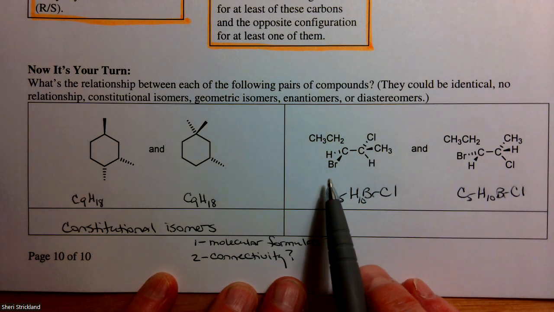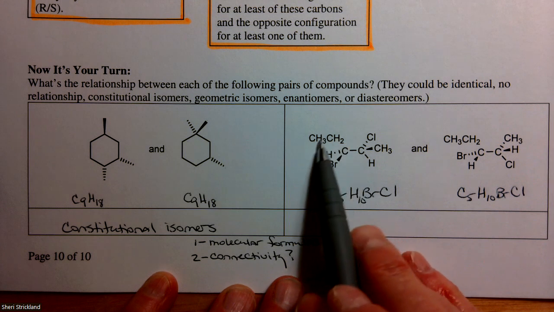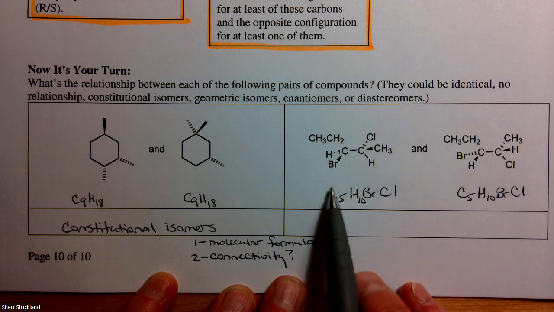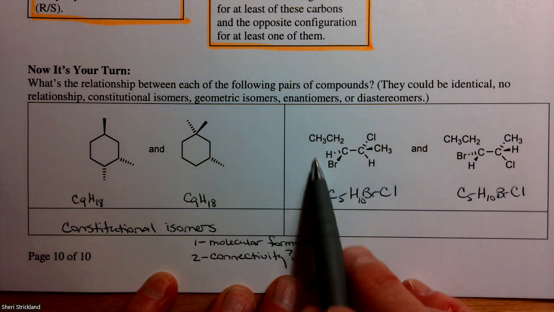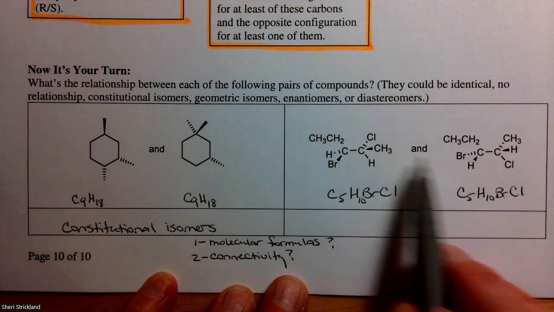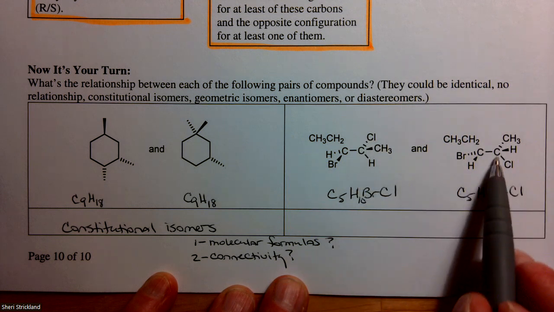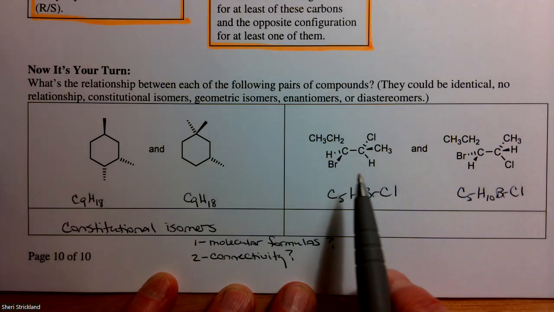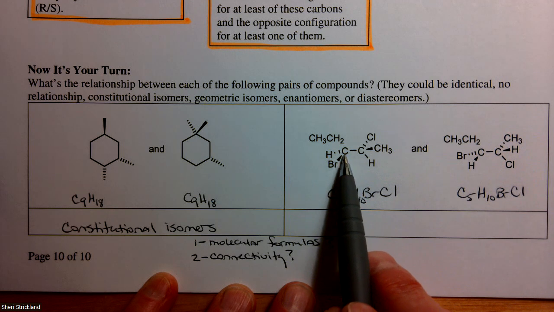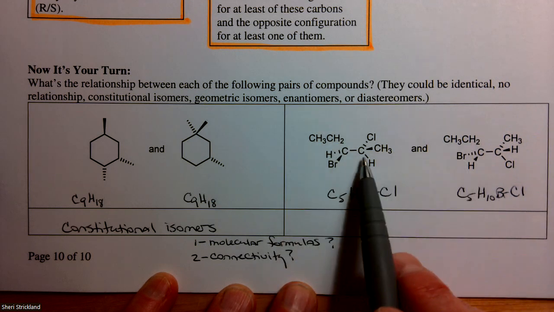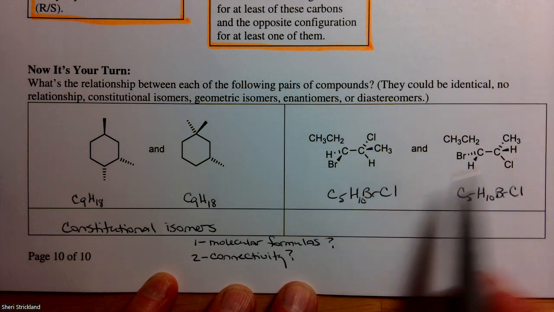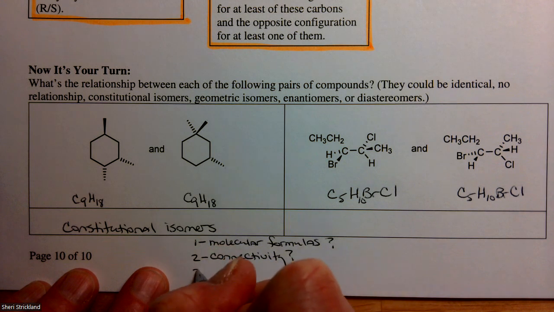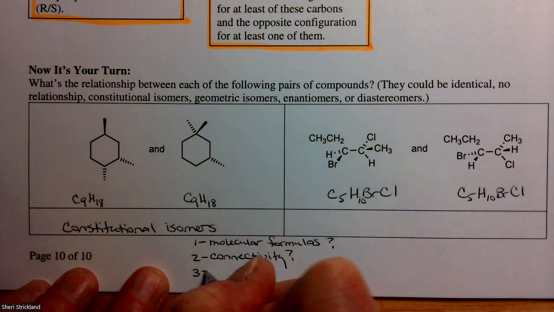Do they have the same connectivity? Since they're drawn in perspective formulas, we could just check out the 2 featured sp3 carbons. So we've got the same 3 things bonded to the left ones, the same 3 things bonded to the other one. And when you compare them, certainly this one could have been flipped over. You're just looking to see if there is a carbon that has those 3 things and a carbon that has those 3 things. So we've got the same molecular formula, the same connectivity. Now we're down to the stereochemistry.